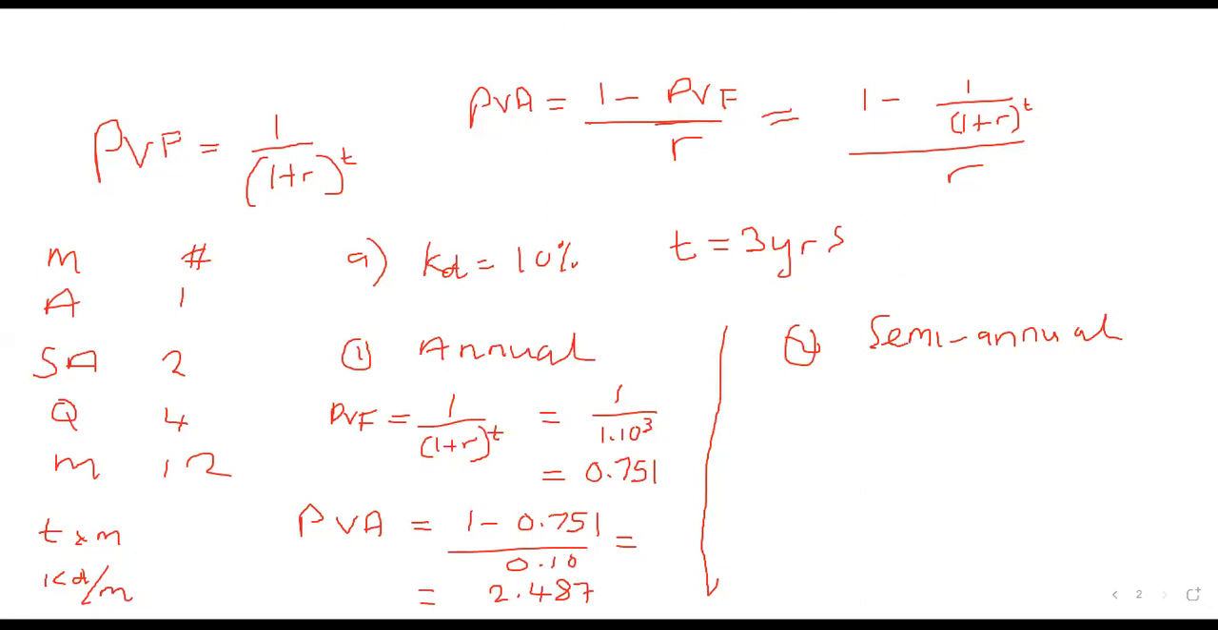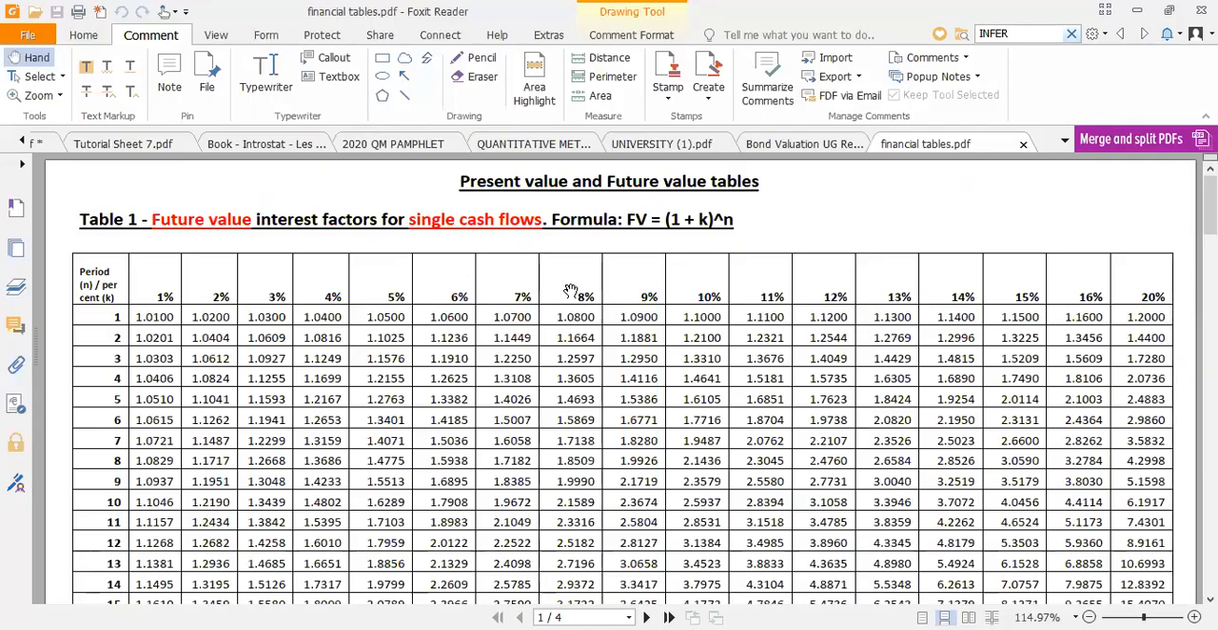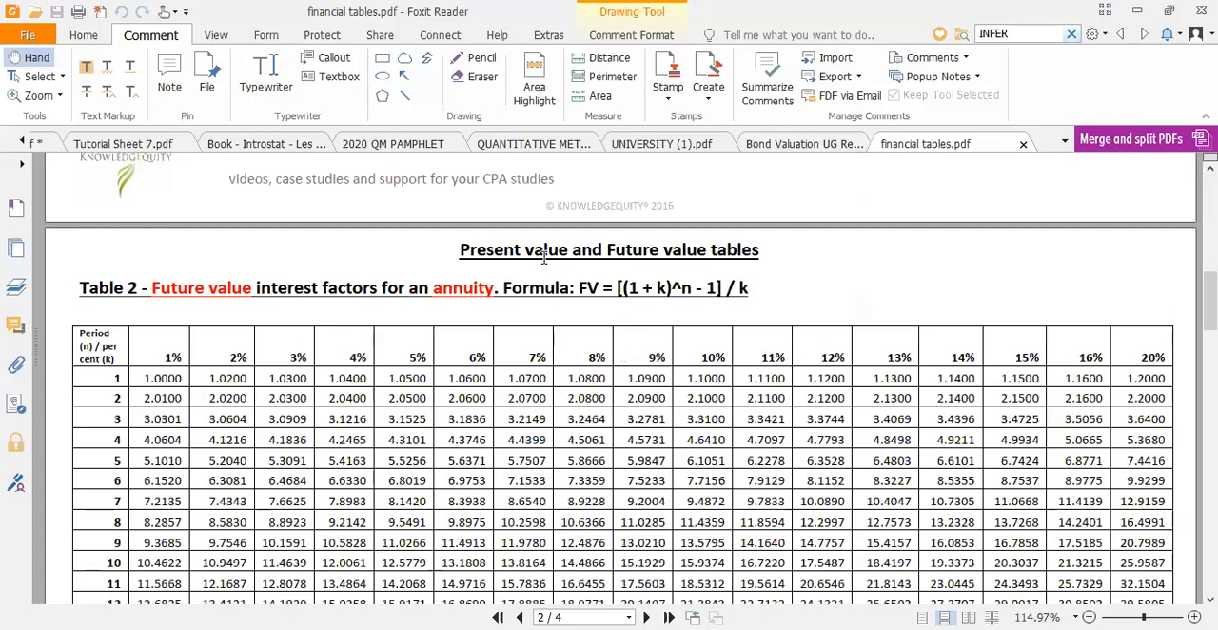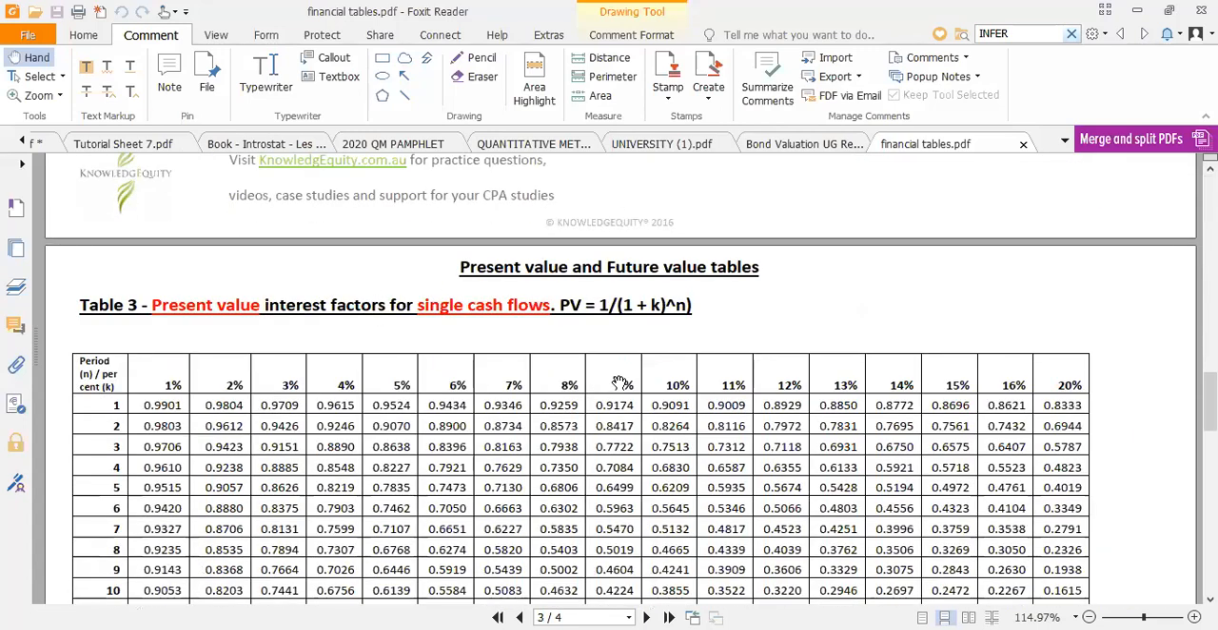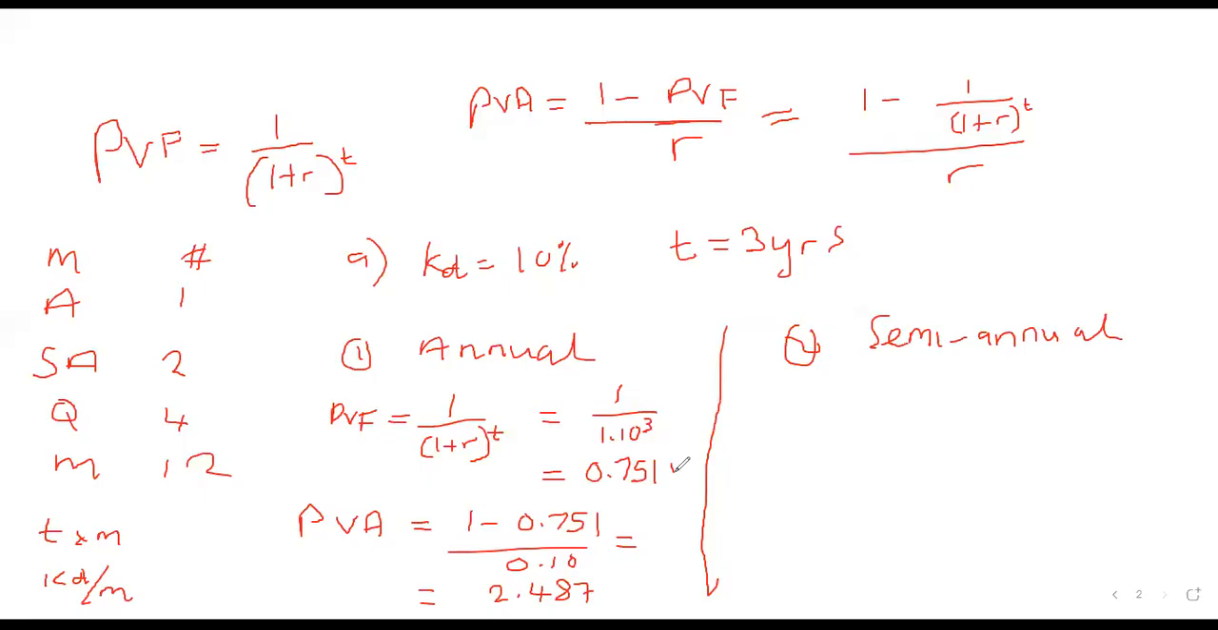Use the table as well to verify that answer. When you go to the table for the present value, we went to 10% under 3, but make sure that it's the present value. So this is the wrong table. You got the present value, then you got 10% under 3. So this is 0.751. That is what we found, isn't it? Already found here.